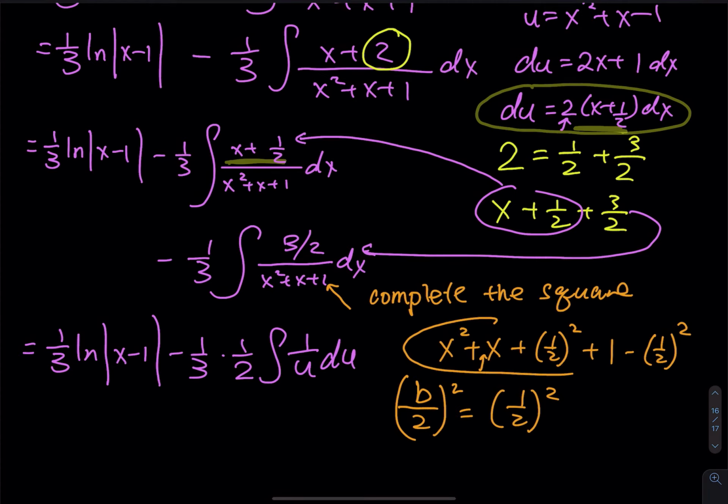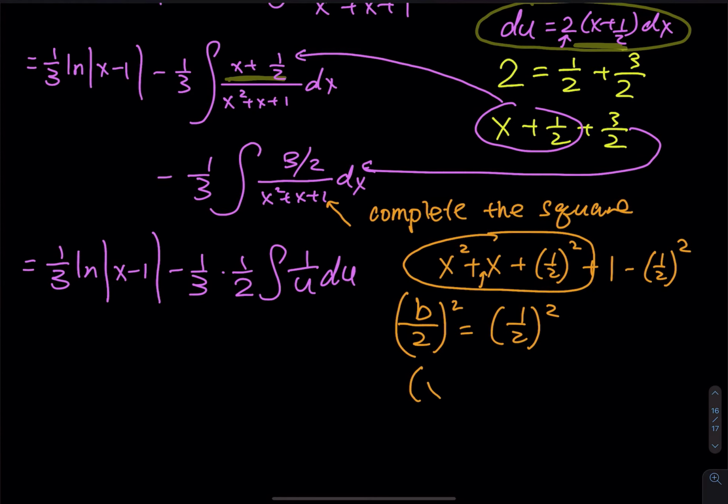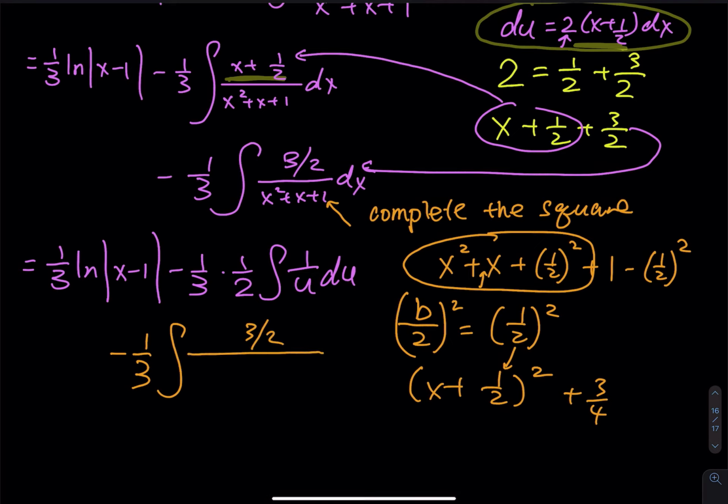So for the first 3 terms, we can take that as x plus 1/2. Since this is a 1/2, we put it right here. The square goes outside. 1 minus 1/4 is 3 over 4. And then the result goes up there. And then how do I write this? Okay, let's do this in orange. Minus 1/3 and then integral 3 over 2 divided by x plus 1/2 square plus 3 over 4.